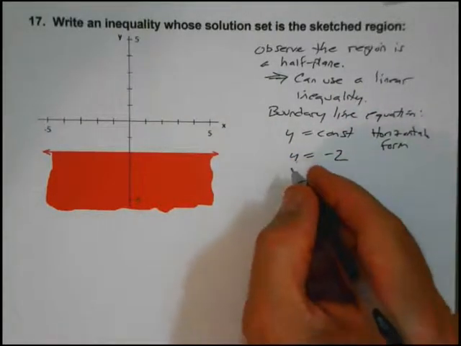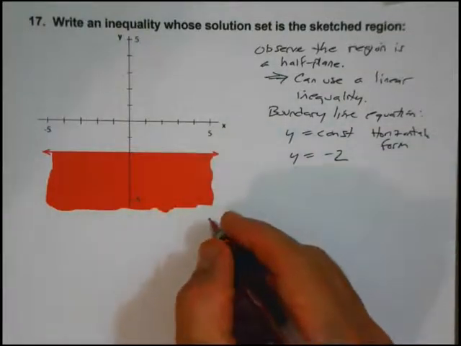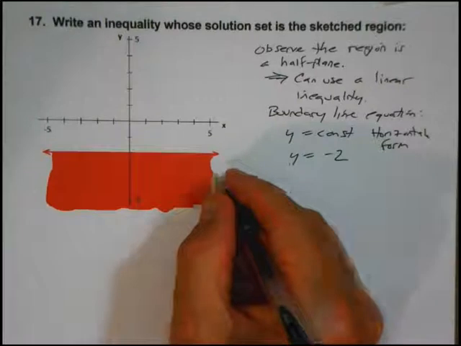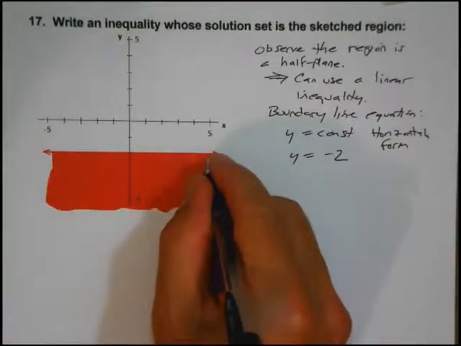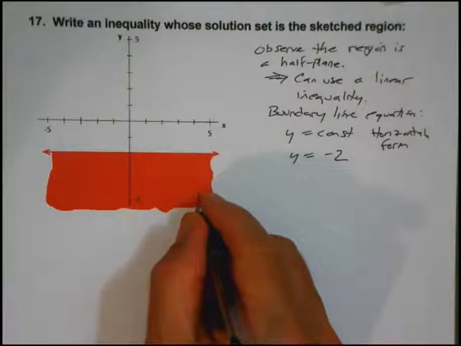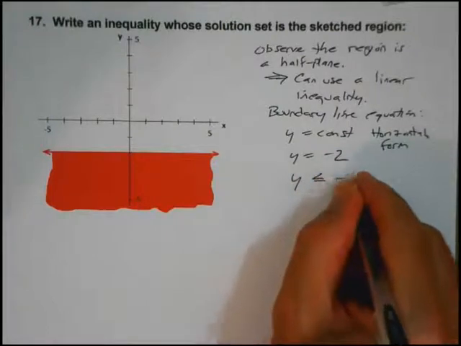Now, do we want to be above or below the line? Well, clearly we want to be below the line. Also, the line is solid, so we need to make our boundary line part of our solution set. We will need the or equals to case as well. This gives us y less than or equals to -2.